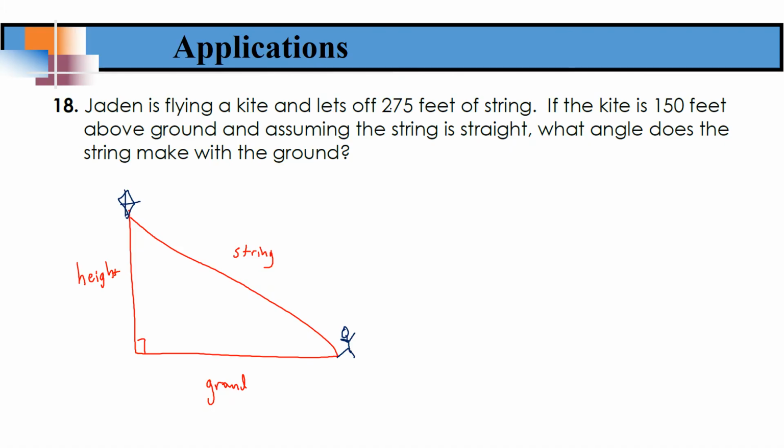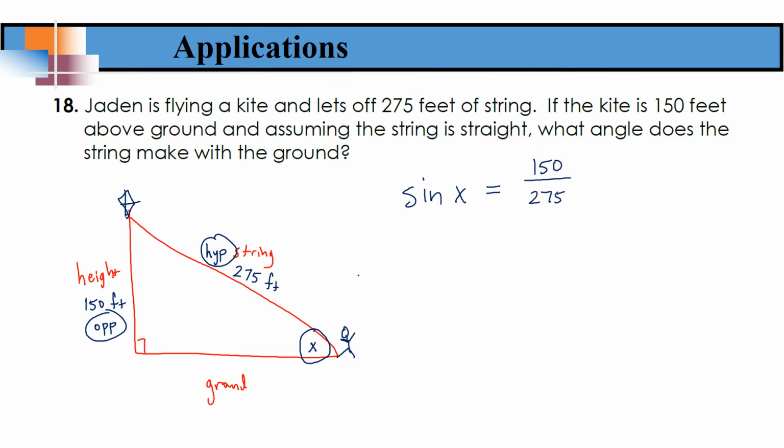All right, now it says he lets off 275 feet of string, so the hypotenuse here should be 275 feet, and it tells us the kite is 150 feet above the ground, so 150 feet here. And they want to know what angle does the string make with the ground. So assuming he's holding the string down to the ground with his foot, that would mean this angle is right here. As we mentioned earlier, 275 is the hypotenuse, and 150 is our opposite side. So opposite over hypotenuse, that would be sine. We can say sine of x equals 150, that's the opposite side, over 275, that's the hypotenuse.